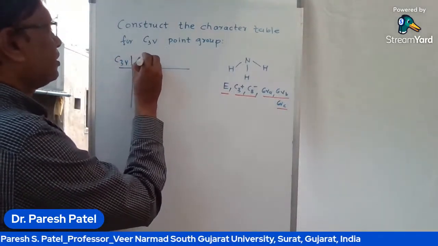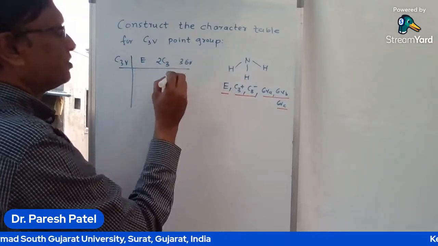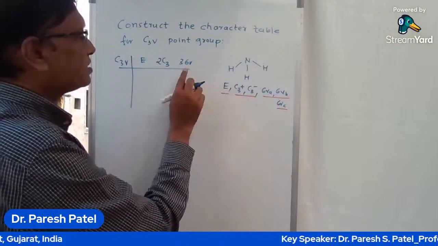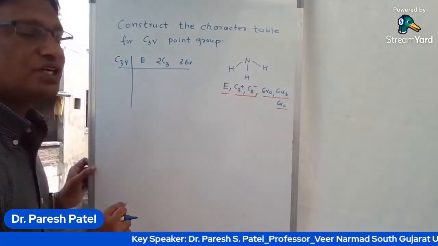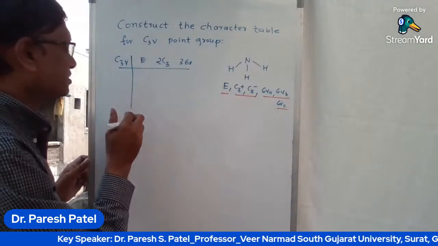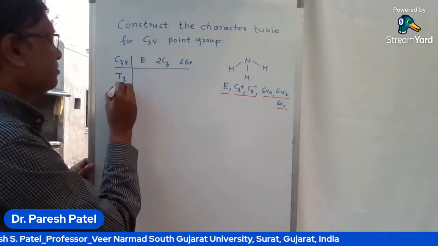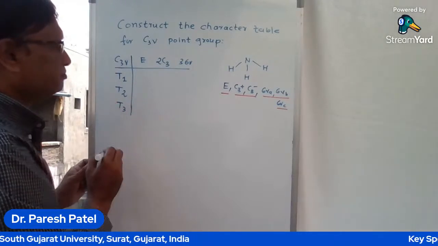C3V, E, 2C3, 3 sigma V. Here E is conjugate to itself to form an individual class. C3 plus and C3 minus are conjugate to each other to form a combined class. Sigma Va, sigma Vb, sigma Vc are conjugate to one another to form a combined class. Okay, so the irreducible representations can be represented as T1, T2, and T3.